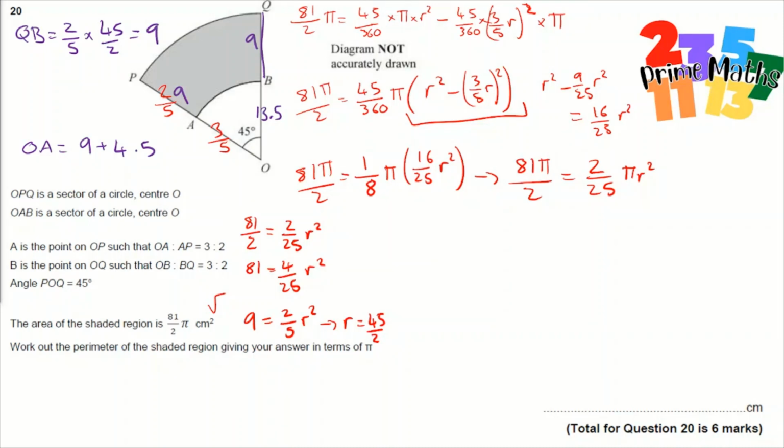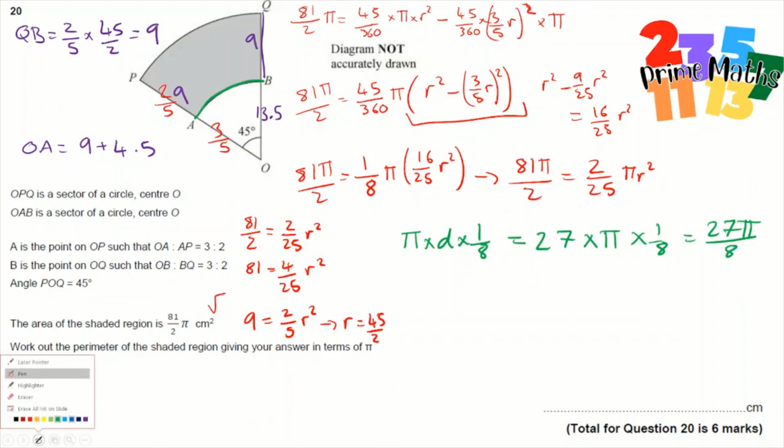To work out the arc length from A to B, which I'll put here in green, we want to do pi times the diameter, and then we want 1/8 of that, as it is just 1/8 of the circle. We know that the diameter is going to be 27, so 27 multiplied by pi times 1/8 just gives us 27 pi over 8.